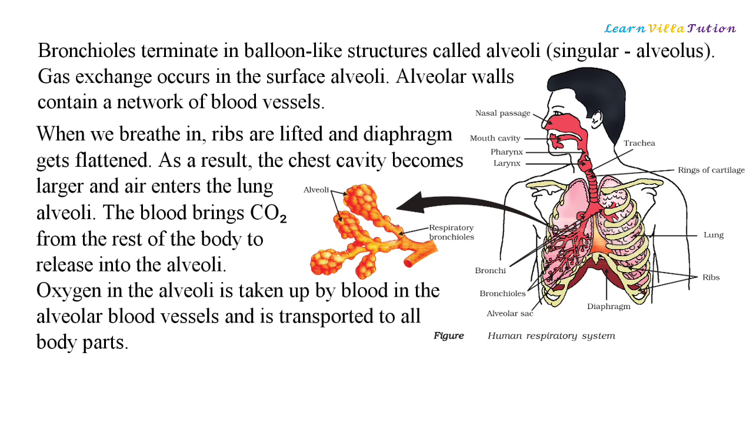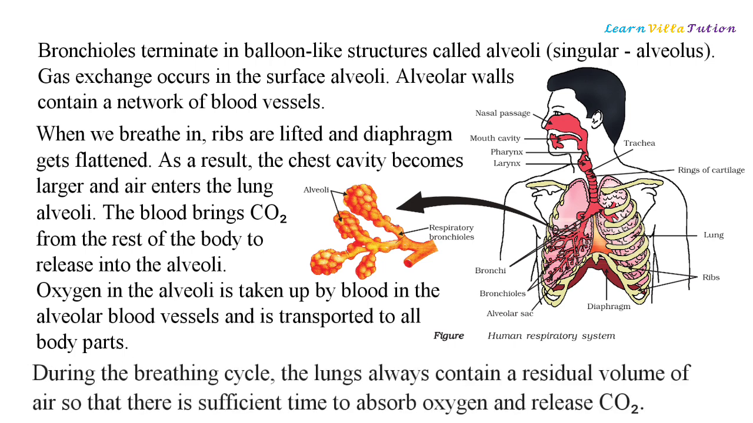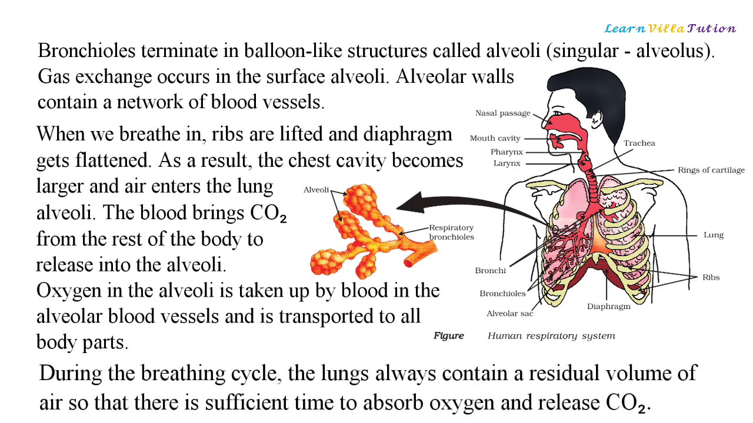The blood brings carbon dioxide from the rest of the body to release into the alveoli. Oxygen in the alveoli is taken up by blood in the alveolar blood vessels and is transported to all body parts. During the breathing cycle, the lungs always contain a residual volume of air so that there is sufficient time to absorb oxygen and release carbon dioxide.